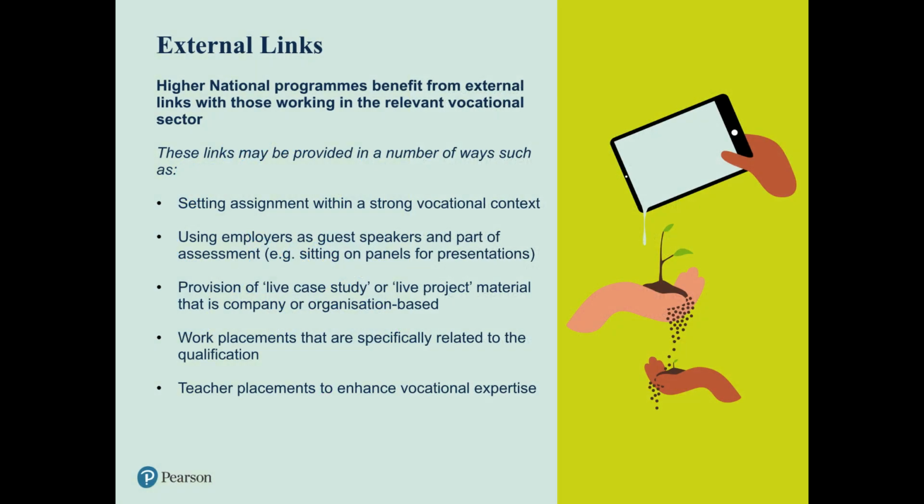Another thing to think about is how can you build in external links? As a vocational qualification, we want students to be constantly working in relation to the professions. So think about how you can bring that in. So, for example, you might set that assignment with a really strong vocational context. You may engage with local employers as guest speakers or as part of the assessment team, sitting on panels and so on. You might have a live case study or a live project where a local employer gives you information that you can use to construct that assignment.